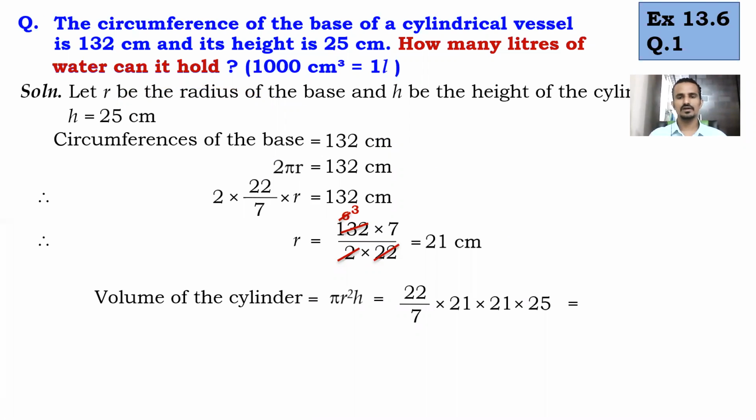In case of volume, we get r square, so there is an extra multiplication there. We can now divide 21 by 7. 7 1s are 7, 7 3s are 21. And then it is complete multiplication after this: 22 into 3 into 21 into 5. Get this multiplication done, everyone.